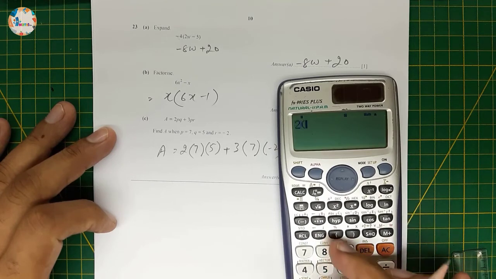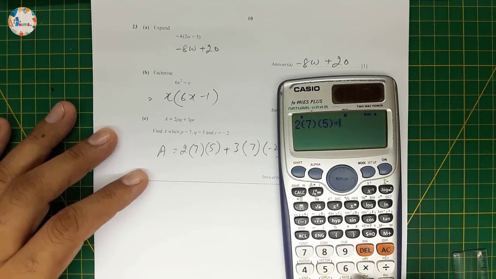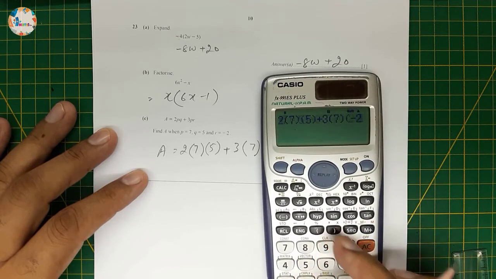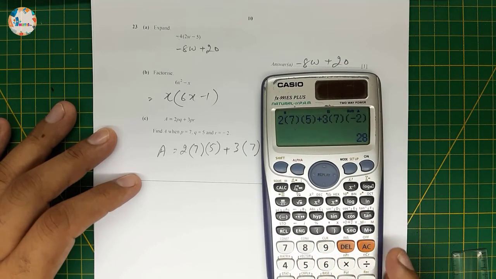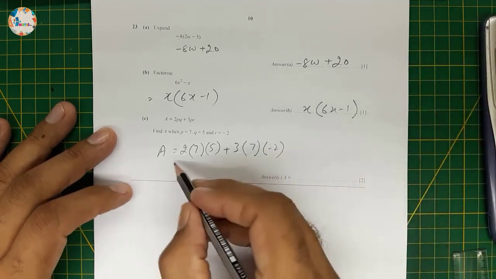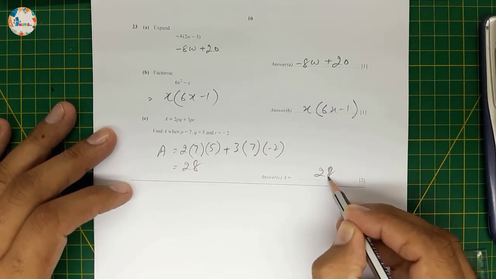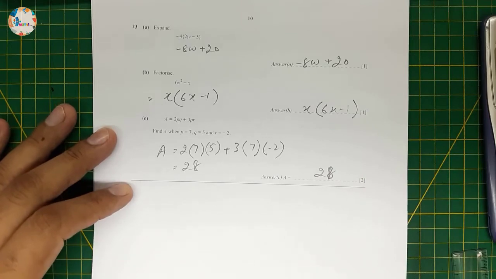So 2 into 7 into 5, and plus 3 into 7 into minus 2, and bracket close, and this will be giving us 28. So this is equal to 28. We can write answer as 28. Hopefully you understood each and everything of this paper.